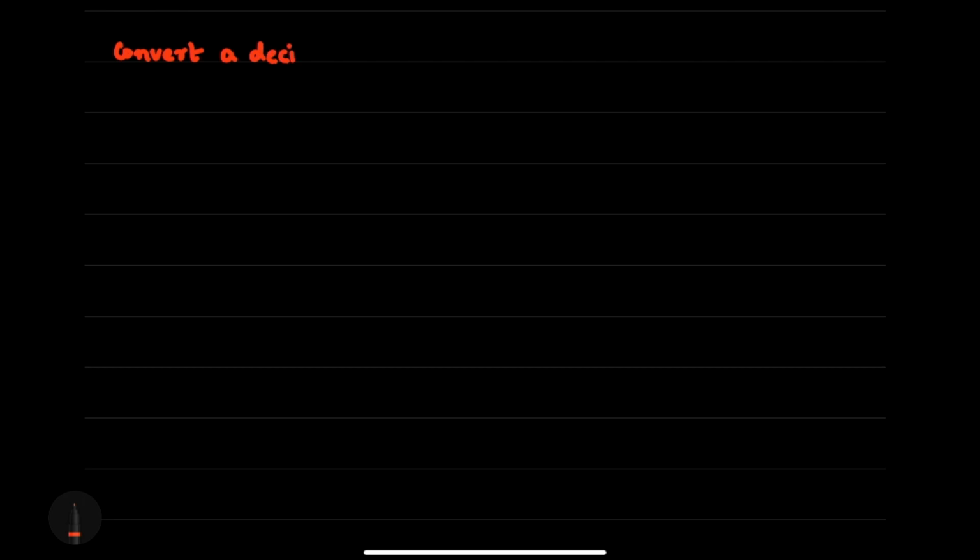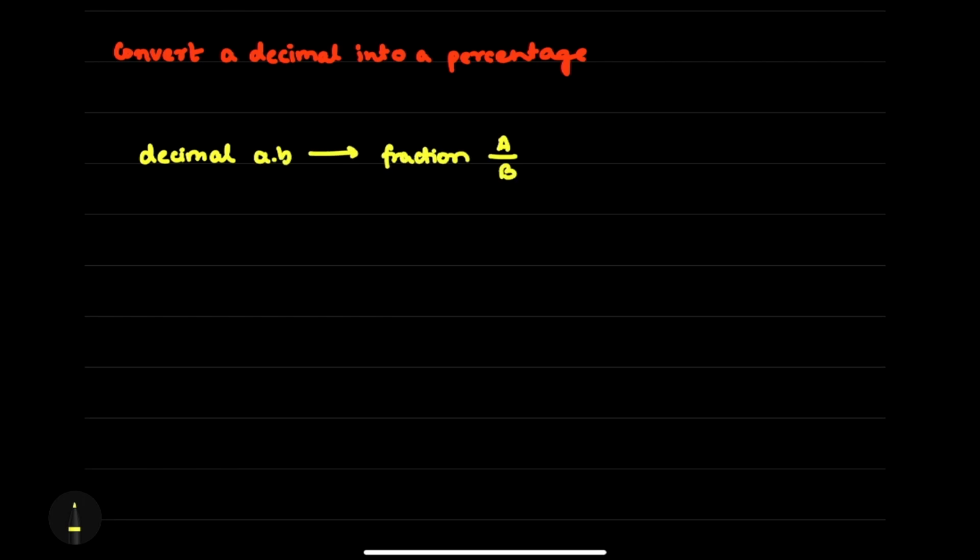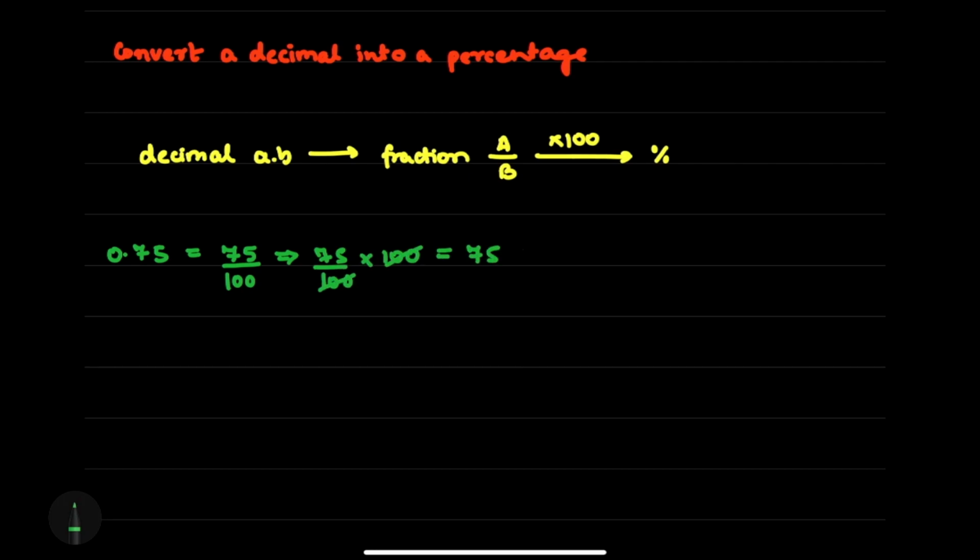Now let's look at how to convert a decimal back into a percentage. Say we have the decimal. We'll create a flowchart again. Convert it back into a fraction, and then we multiply it by 100 to get our percentage. Let's see this through an example. Say we want to convert 0.75 into a percentage. So 0.75, we convert this decimal into a fraction, that is 75 by 100. And then we multiply 75 by 100 into 100. Simplifying it gives us 75%.